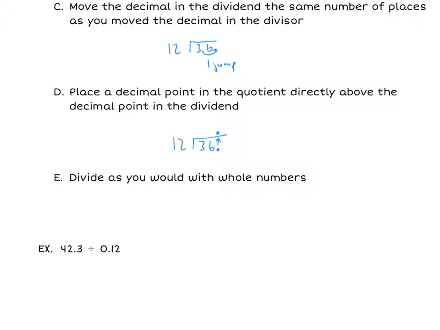So you had 1.2 and 3.6. So personally, this is how I would do it. I would take this and I would move it one spot, and I would move it one spot, and I'd go straight up with it right here. I just do that all in one.